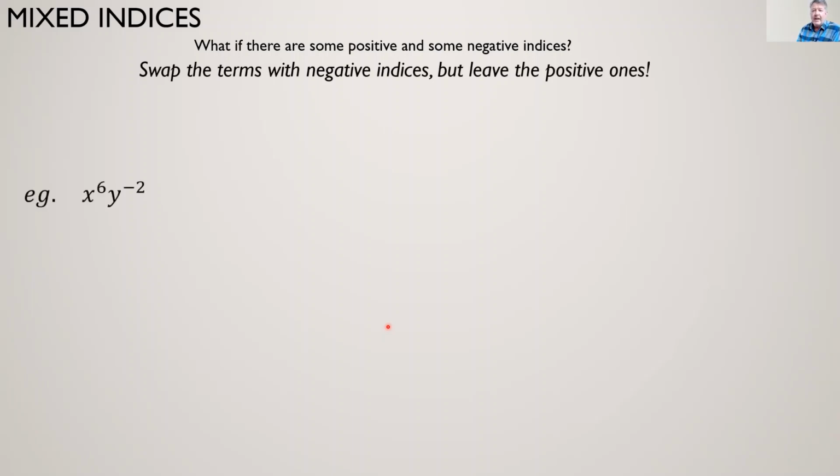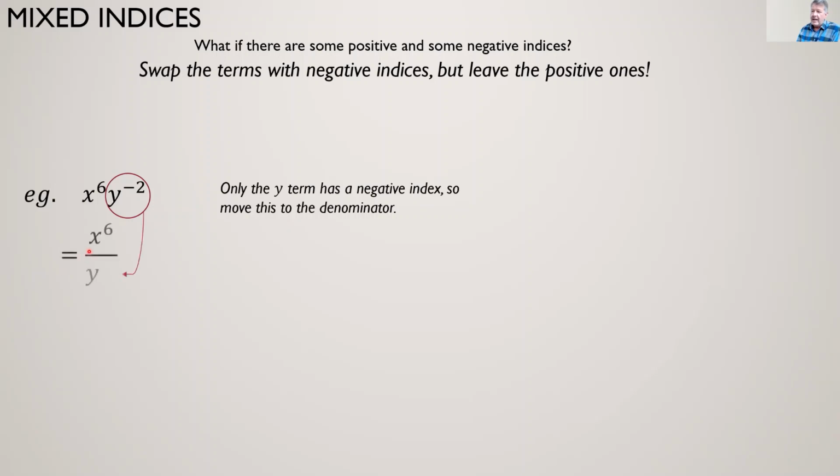Here's an example. x to the power of 6 times, remember, y to the power of negative 2. That's all on one line. It's not written as a fraction. But we only need to move that y to the power of negative 2. The x to the power of 6 is going to stay the same. So let's move that y to the denominator. So we'll write x to the power of 6 on top and put the y. But remember, when you shift that y down the bottom, it becomes positive 2. So just bring it down the bottom and put it down the bottom.